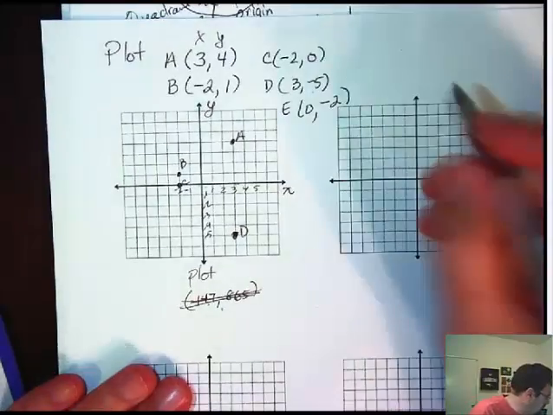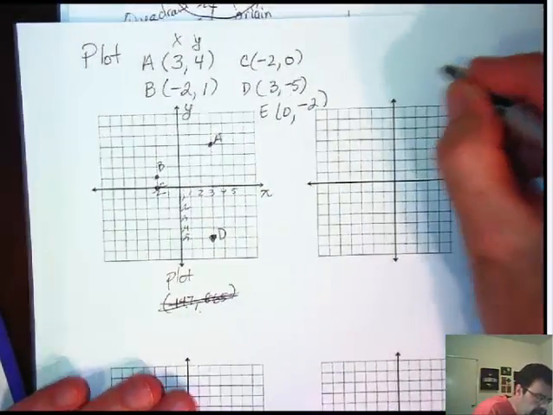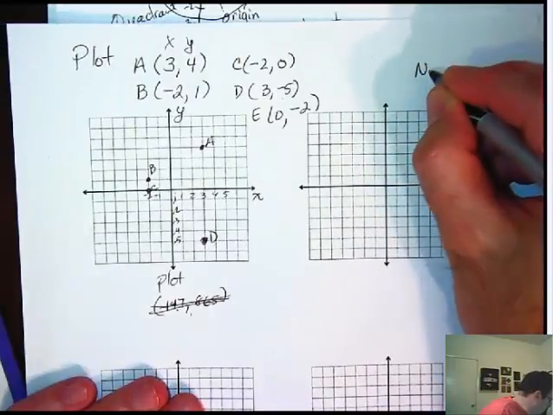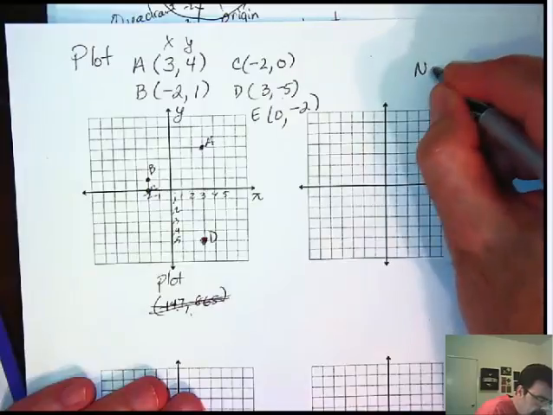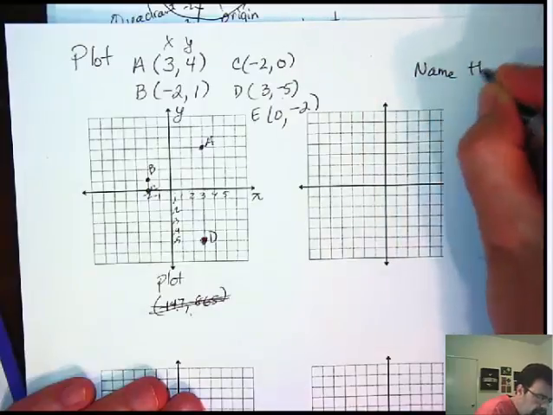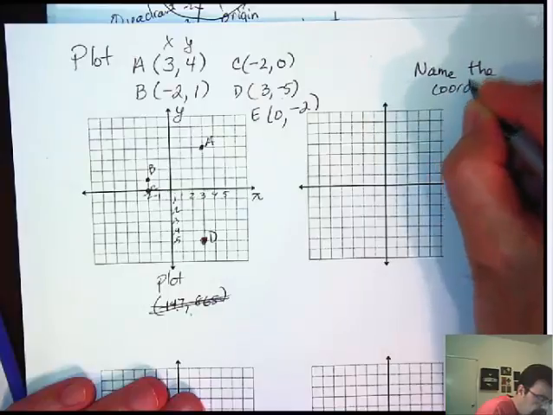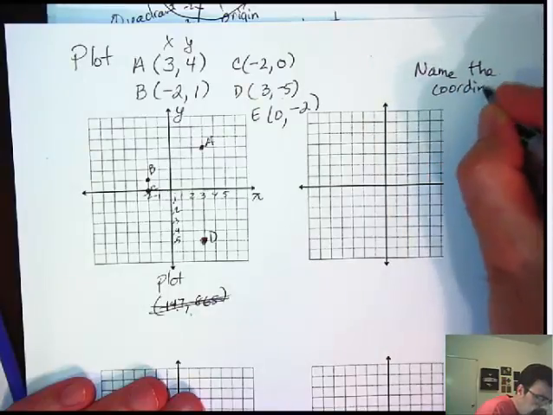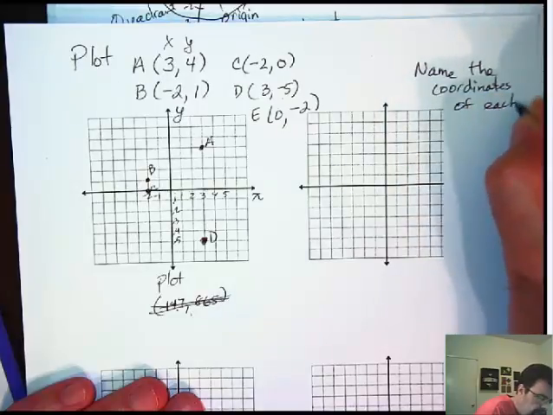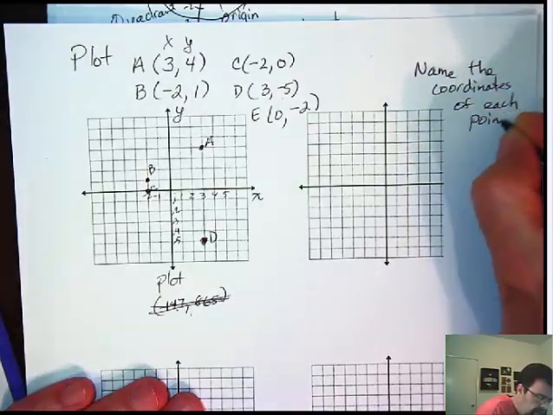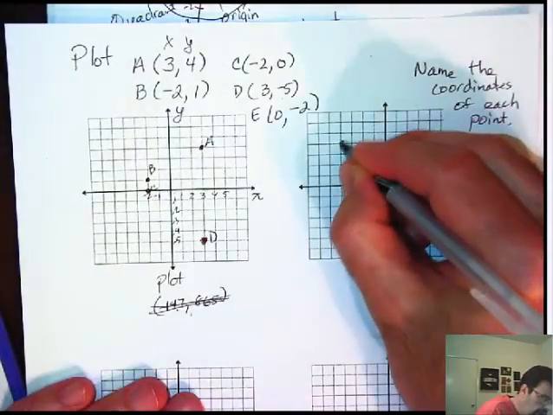Now let's do it the other way. Identify, or name, the quadrant of each point. Name the coordinates of each point. So we'll go the other way. So let's say this one was A.